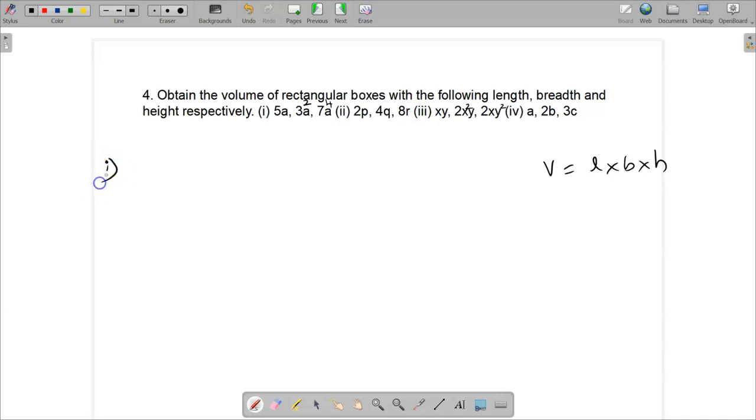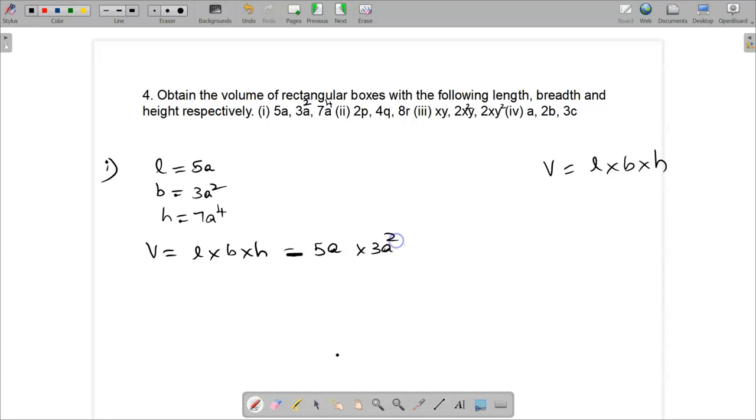So, consider the first problem. We have length is equal to 5a, breadth is equal to 3a square and height is equal to 7a power 4. So, we need to find out the volume. Volume is given by length into breadth into height. So, just multiply all these values. So, 5a into 3a square into 7a power 4.